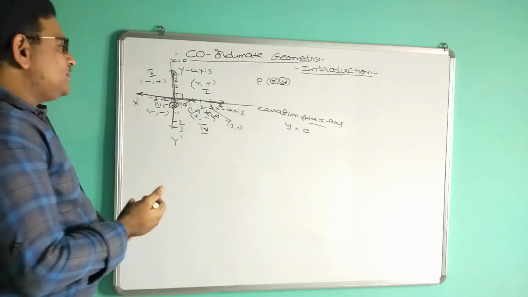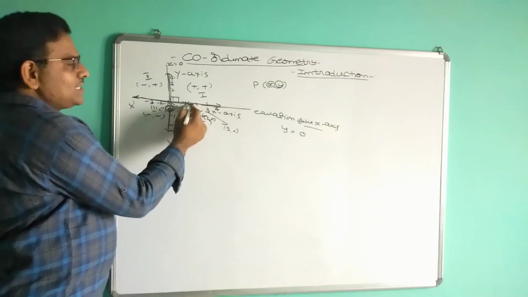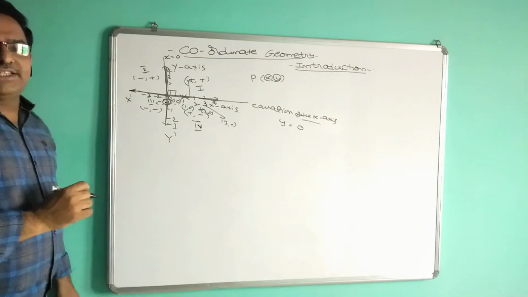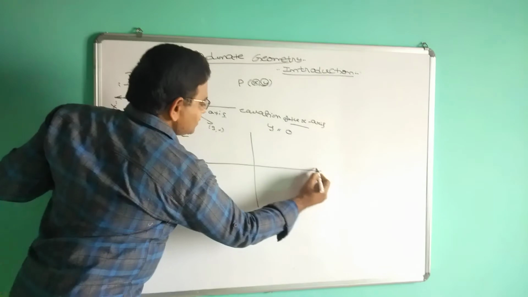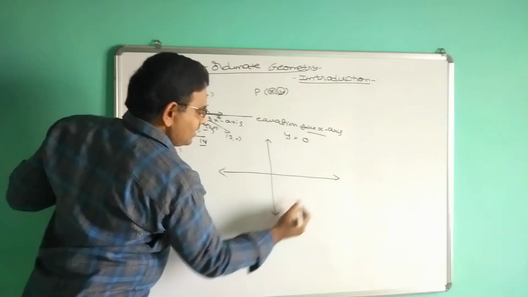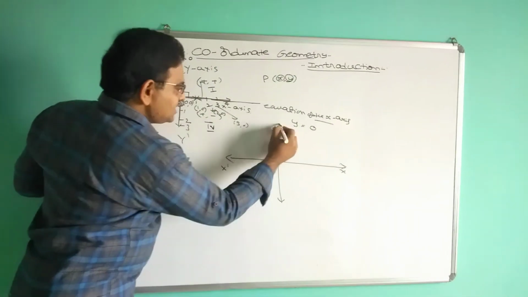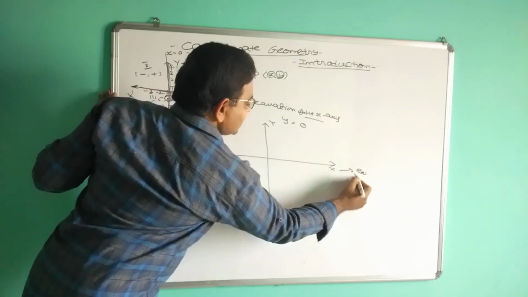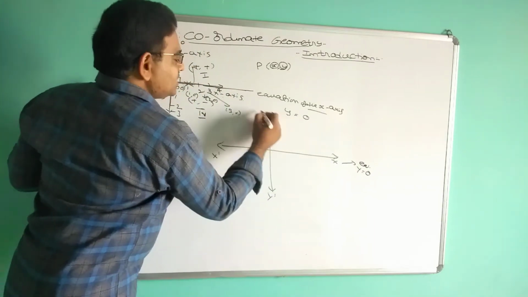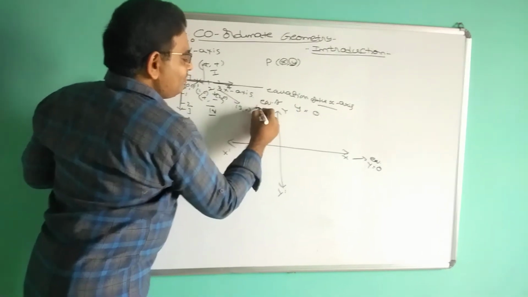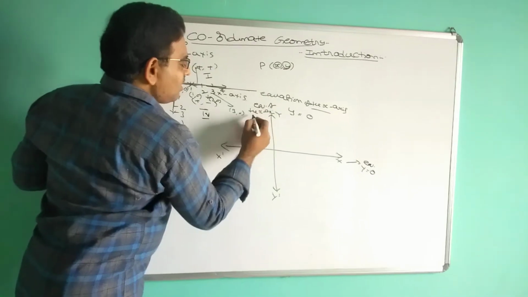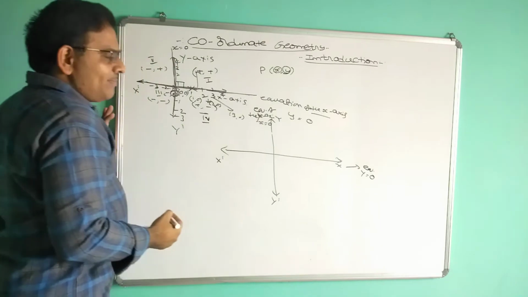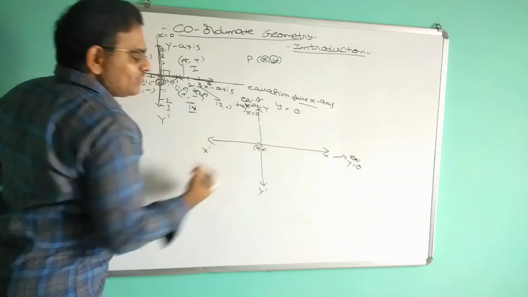Next, one more concept. A line parallel to the x-axis at k units distance. For suppose, here I draw once again. This is x-axis, x dash, y, y dash. The equation of the x-axis is nothing but y equal to 0. The equation of the y-axis is x equal to 0. In the same manner, here is the origin (0, 0).